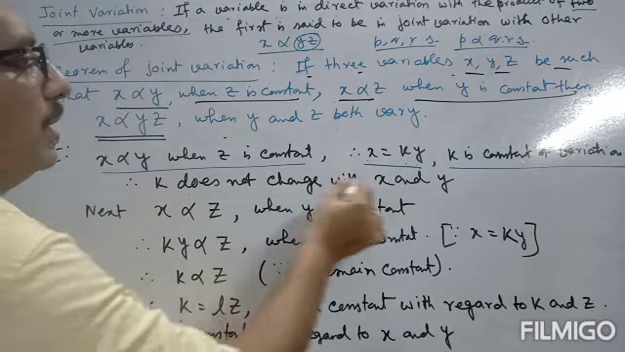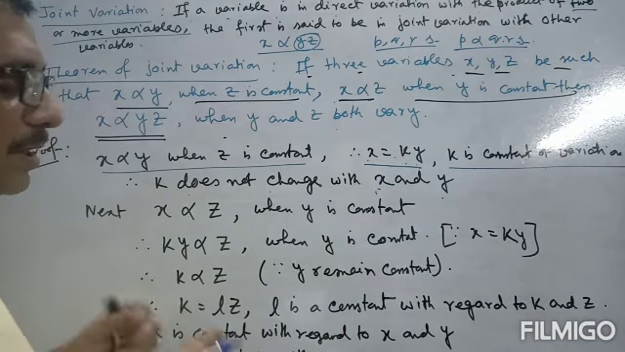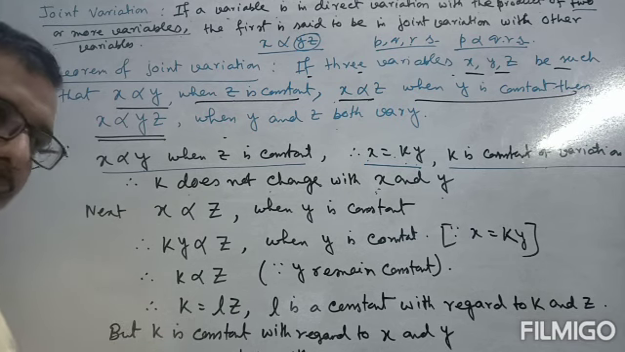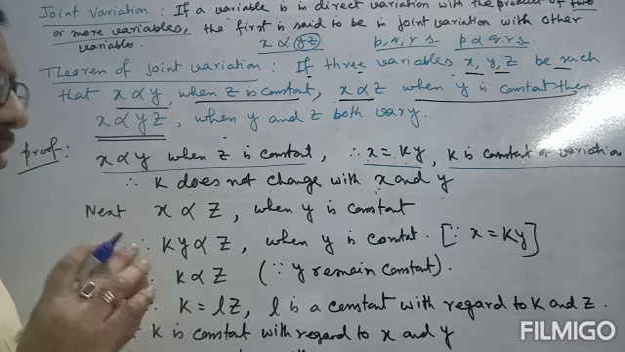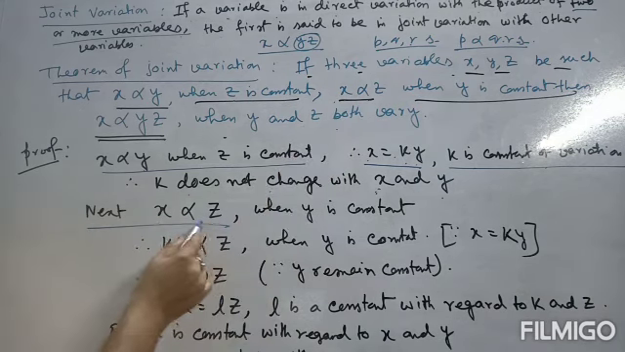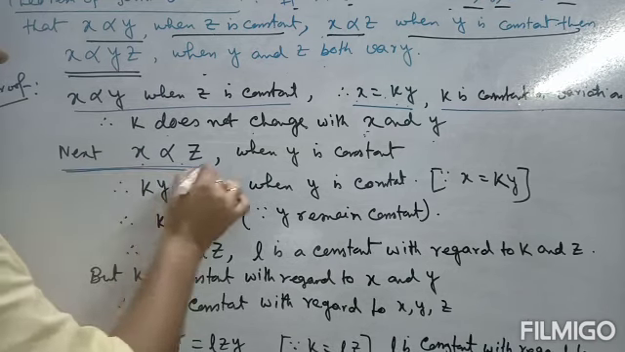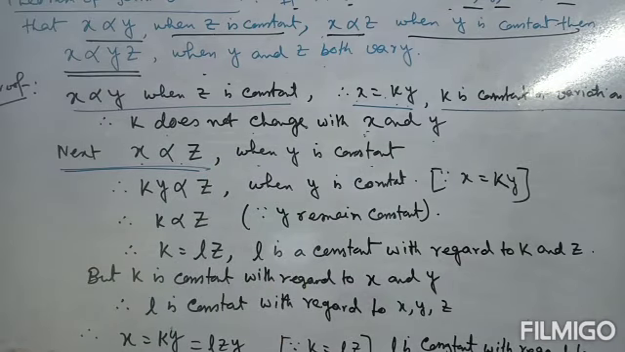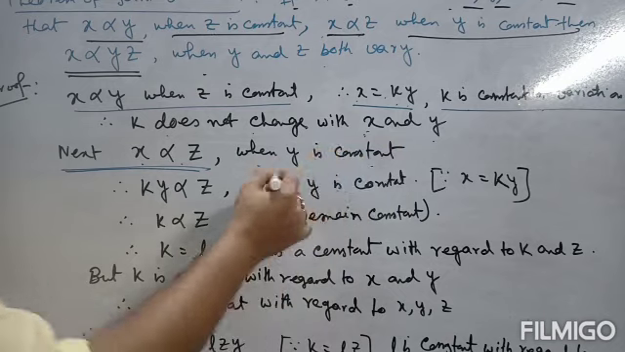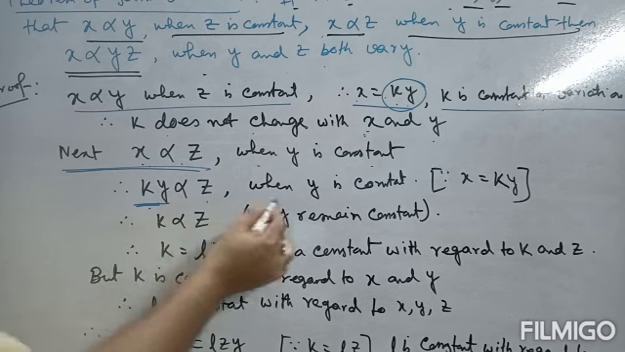K does not change with x and y. Okay, k is constant means k remains the same. With the change of x and y, x or y may change or not, k remains fixed. Next, it is given x varies as z when y is constant. That means instead of x we can write k into y. So write instead of x, k into y, varies as z when y is constant.